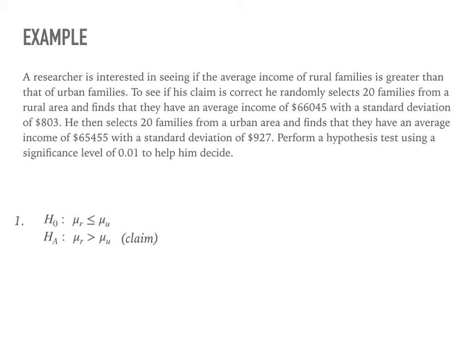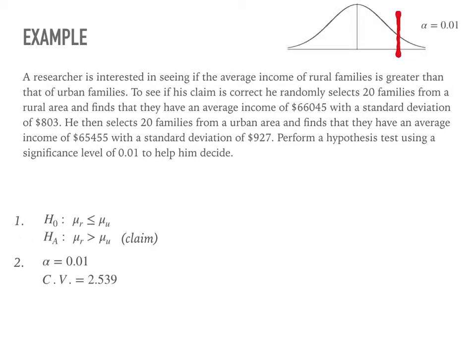So we state our hypotheses. In our null hypothesis, we have a less than or equal to symbol, and in our alternative hypothesis, we have a greater than symbol, stating that the mean of rural families is greater than the mean of urban families. The alternative hypothesis is our claim. In step 2, we're stating our level of significance and identifying our critical value. And then in step 3, we're finding our test value and our p-value.